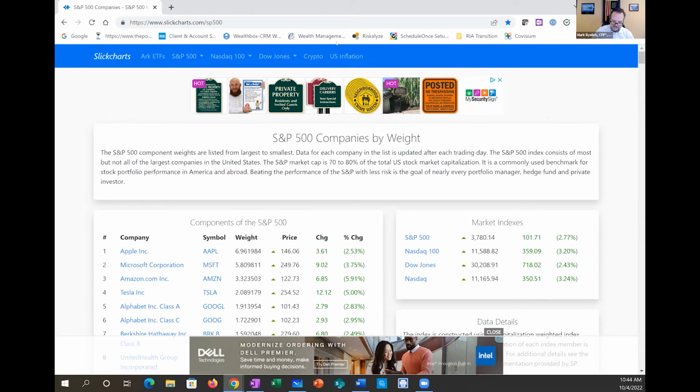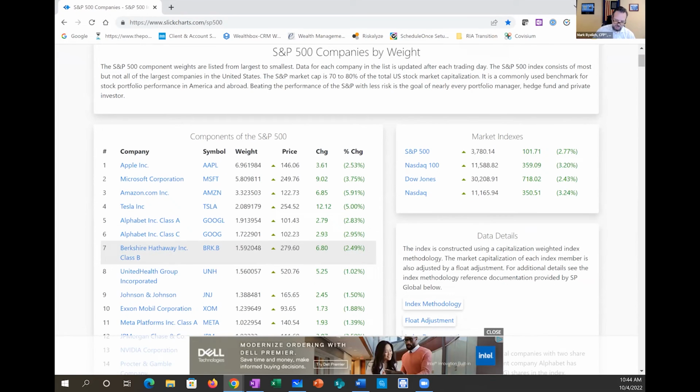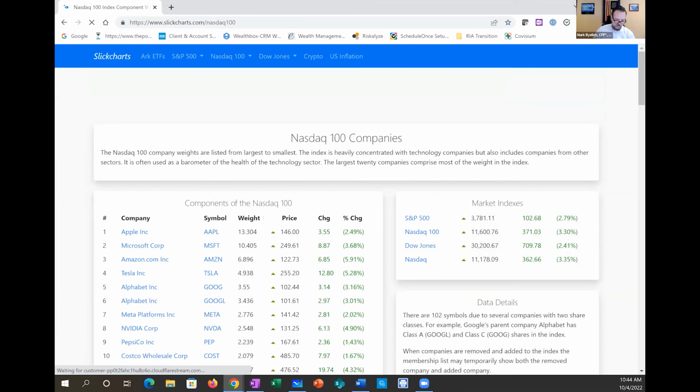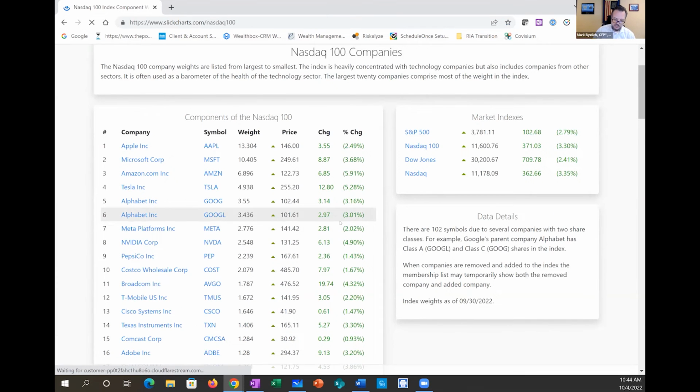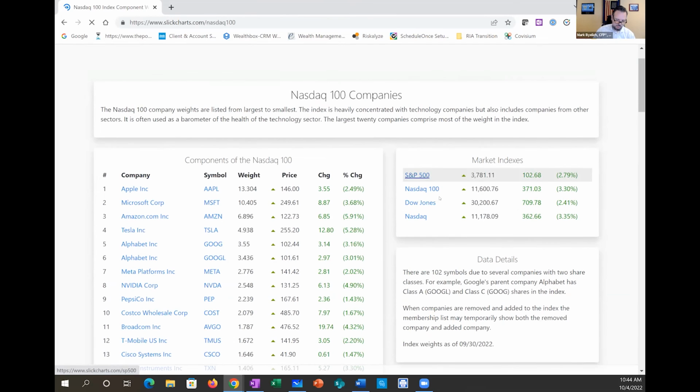So let's look at what's in the Nasdaq 100. And I hate all these ads. But Nasdaq 100 companies are, yeah, I did switch that. Let me go back to the S&P 500.